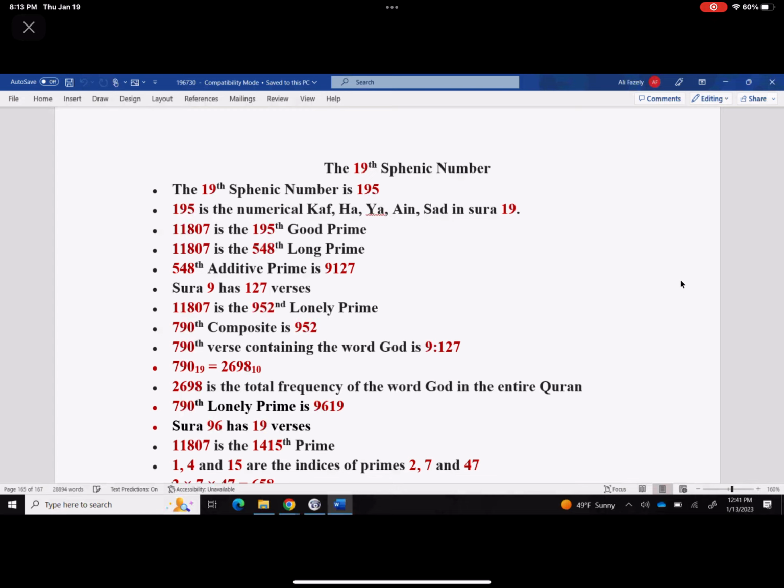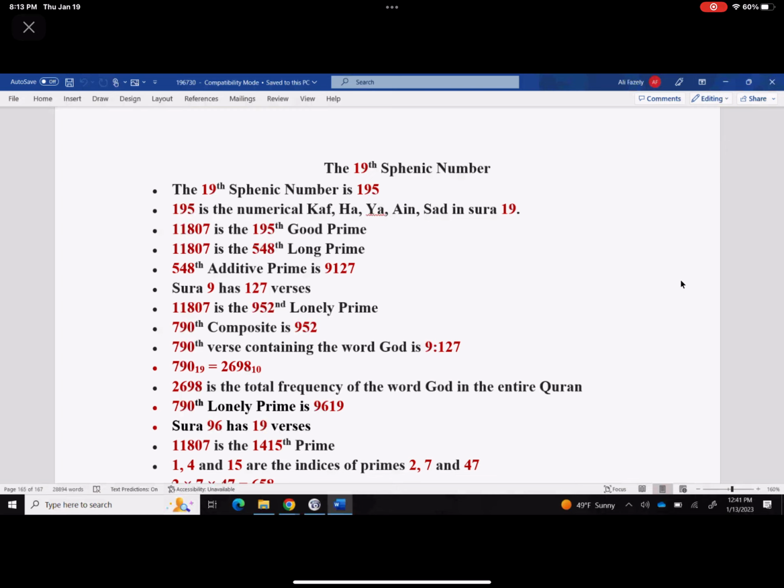8 is a triprime, but it's not a sphenic prime because 8 is 2 times 2 times 2. It has 3 factors, but those factors are repeating. They're not unique. Okay? In a sphenic number, the numbers have to be unique. So it's 2, 3, 5. Okay? 42 is a sphenic number. It's 2 times 3 times 7. Okay? So here, the 90th sphenic prime is 195.